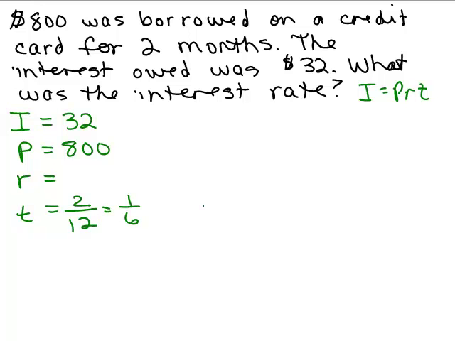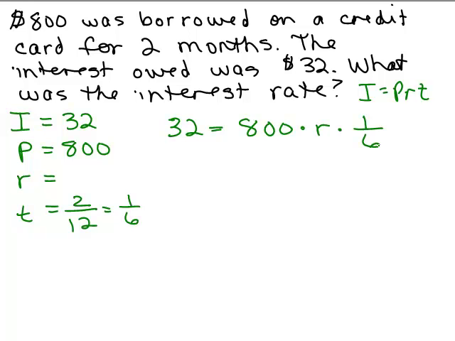So what we don't have here is the rate. The other important thing to remember is that when it asks for the rate, it's asking in terms of a percent. Okay? So let's put this in this formula. Interest, 32, equals the principal, which is 800, times the rate, times the time. So this is an equation we have to solve.